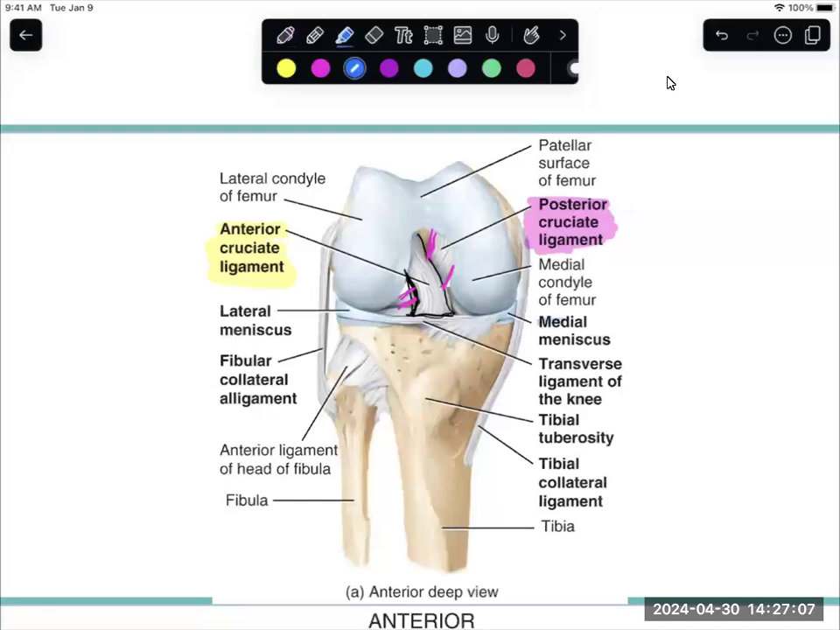We have a medial meniscus and a lateral meniscus. These are a type of fibrocartilage. They are these kind of discs found in our knee cavity here that helps those condyles on that femur to fit on top of that tibia.